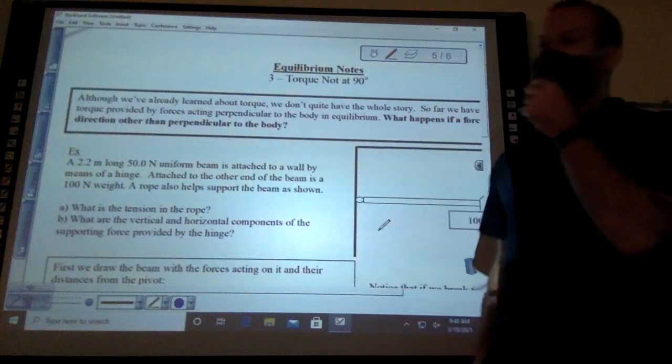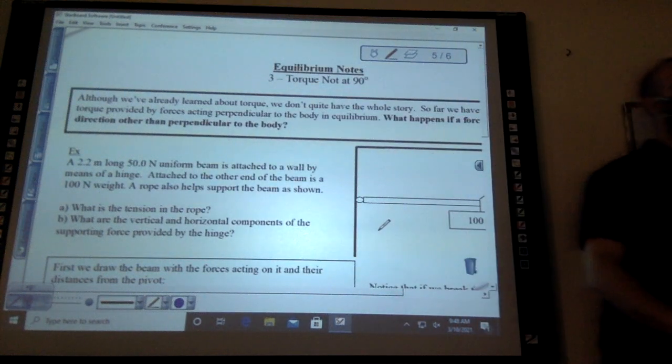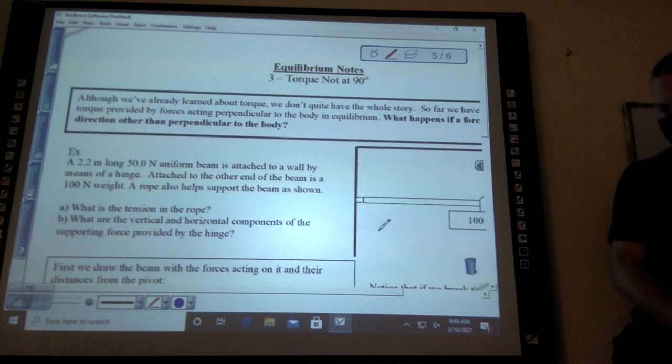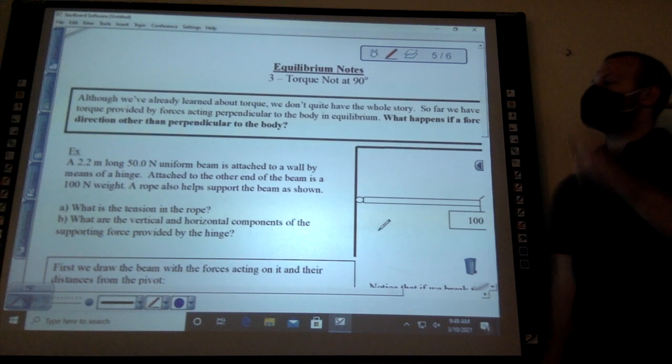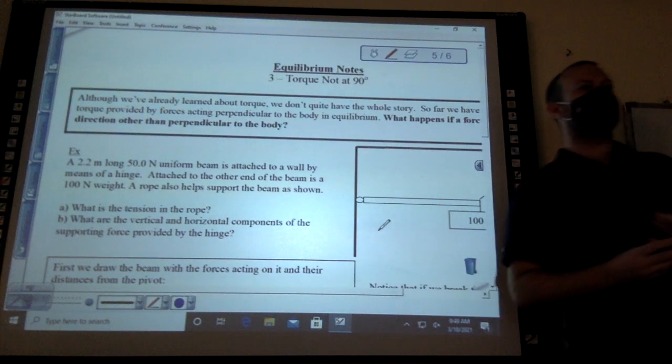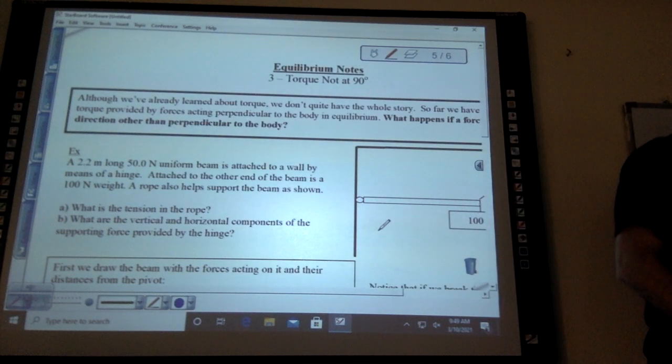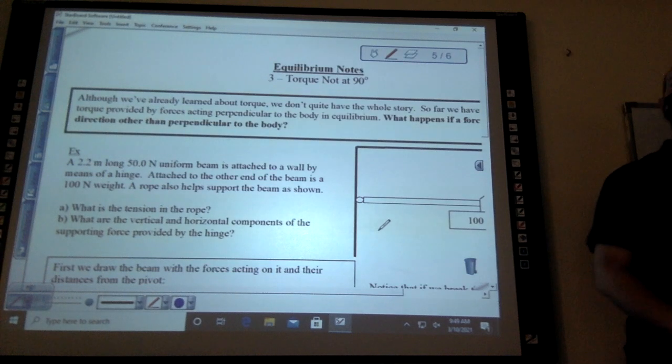All right, so this is the last section already in equilibrium. That's why this unit is so quick, and it's going to go by fast. So yesterday I talked about torque. I talked about applying a force that causes rotation.